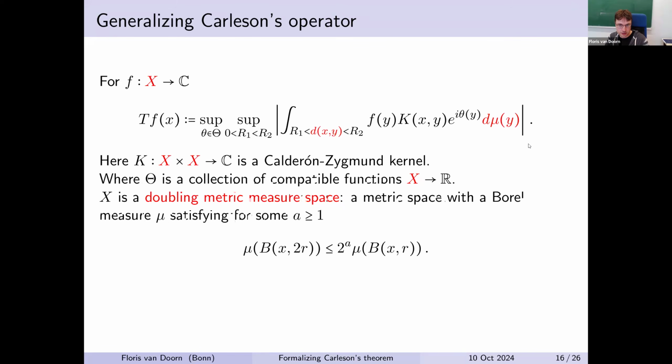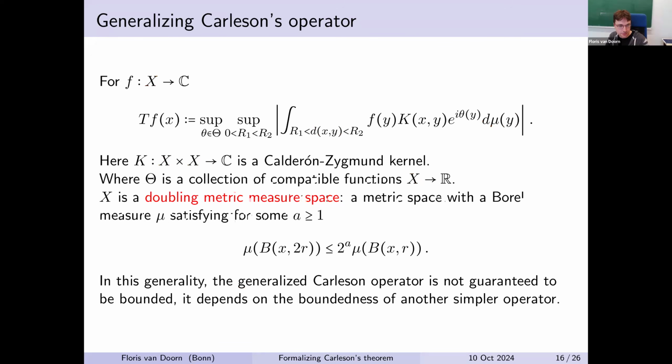So this is sort of the general setting we are considering. And now there's a technical problem: in this generality, this operator is not guaranteed to be bounded anymore from, say, L2 to itself, but it's only sort of a conditional result. You have a simpler operator such that if that is bounded, then you can prove that this Carleson operator is bounded. So this is to give you an idea of the way in which we generalize Carleson's original results.